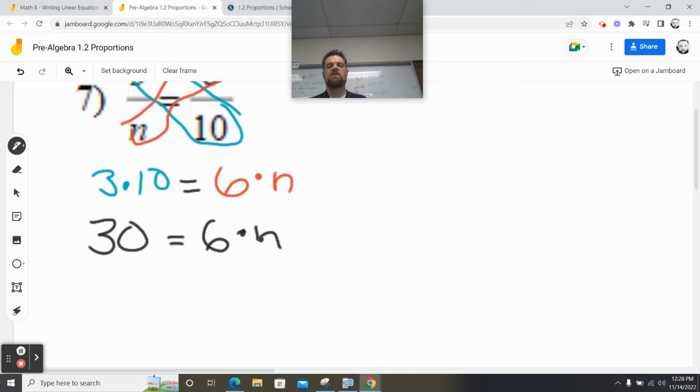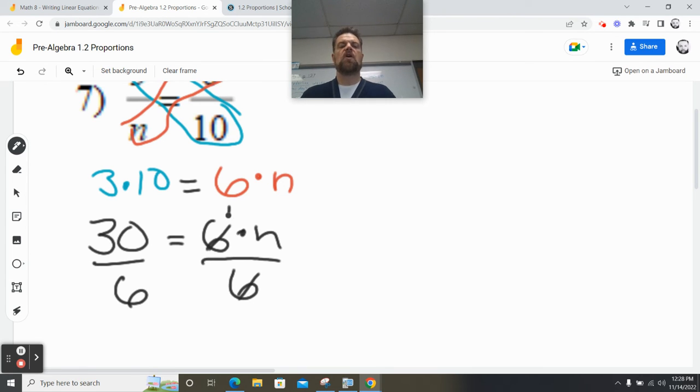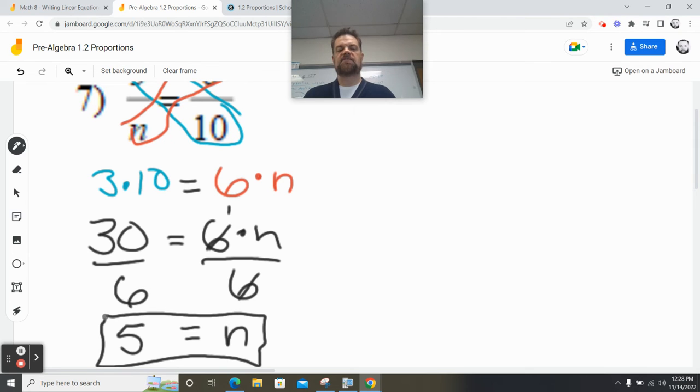If 6 is being multiplied by n, and I want to move it away from n, what do I do? Divide. I'm going to do the inverse operation, which is divide. 6 divided by 6 is just 1. 1 times n is just n. What's 30 divided by 6? 1, 2, 3, 4, 5. It's 5. Okay?